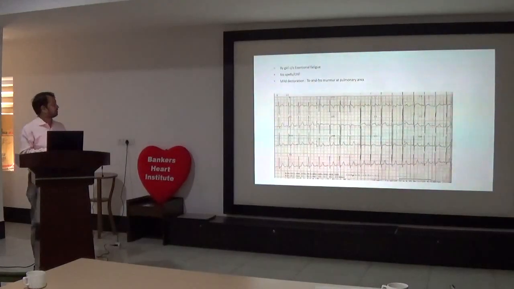This is the next case. This is a 9-year-old girl with exertional fatigue, no spells or CHF, mild desaturation, ejection flow murmur in pulmonary area. Here we can see the prominent R waves in leads V1 to V6. All recorded leads have prominent R waves, with a clockwise loop, and here we can also see tall P waves. In this condition, we have to suspect TOF with absent pulmonary valve also.